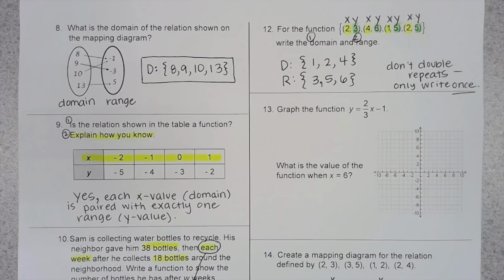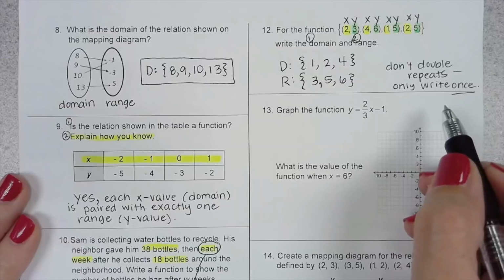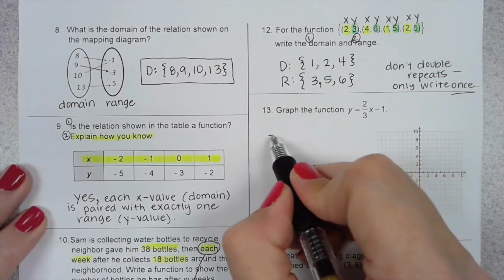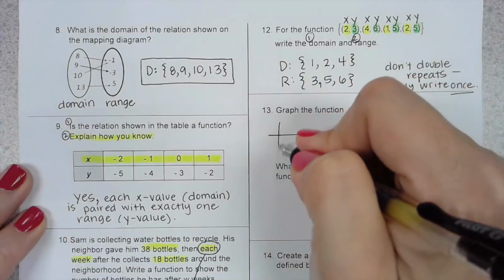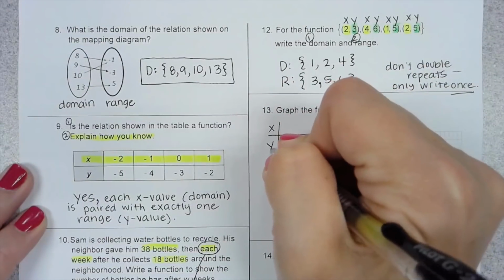All right, question number 13. It says graph the function y equals 2/3 x minus 1. So when I'm graphing this function, there's a couple of different ways that I can do the work to graph this function. The most common way of doing the work for this would be by making a table. Since my space here is horizontal, I'm going to make my table go from left to right. So I'm going to plug in x's, and then I'll get out y's for my answer.